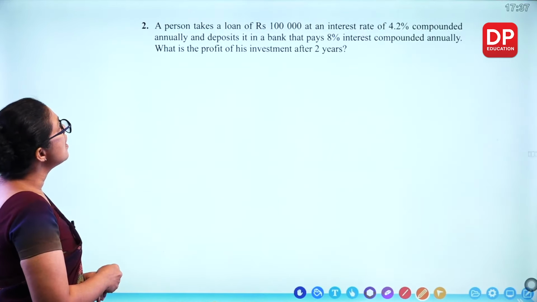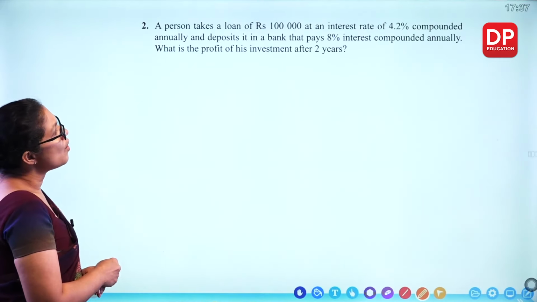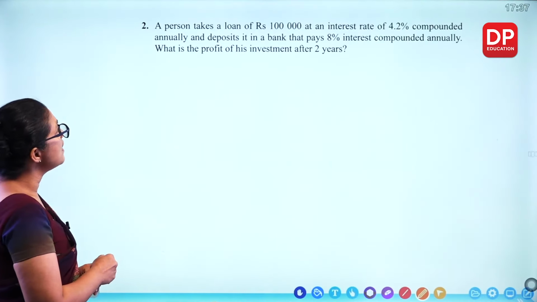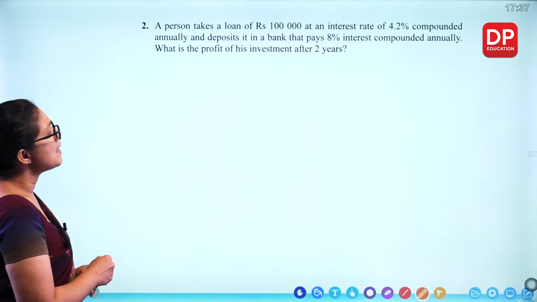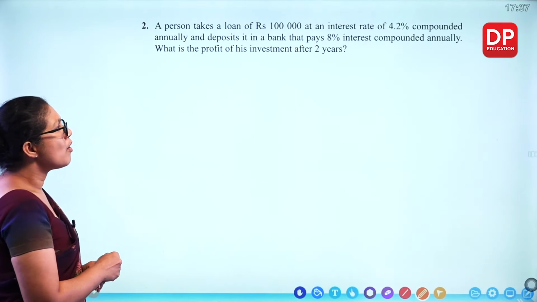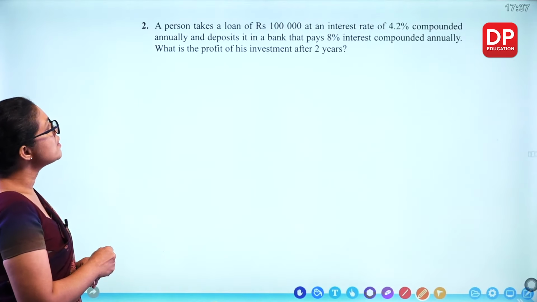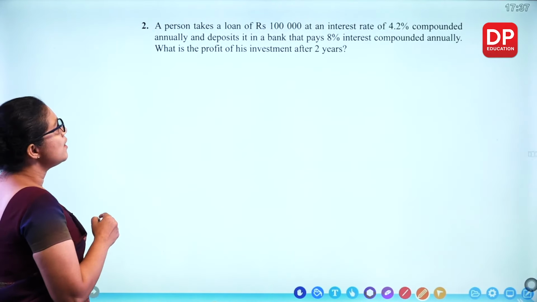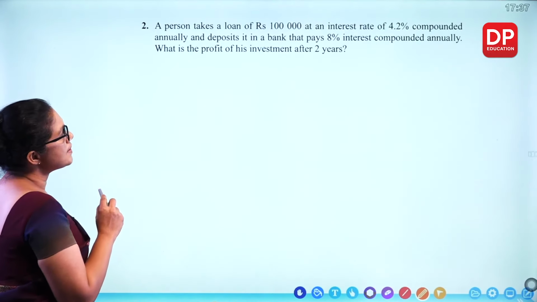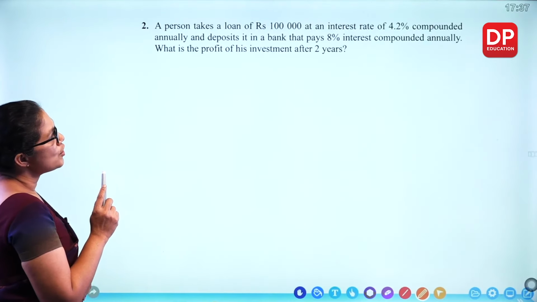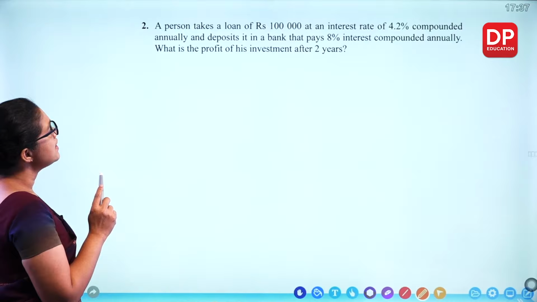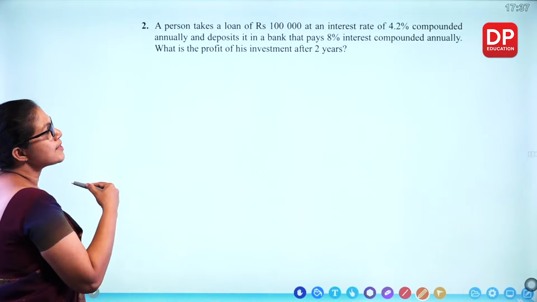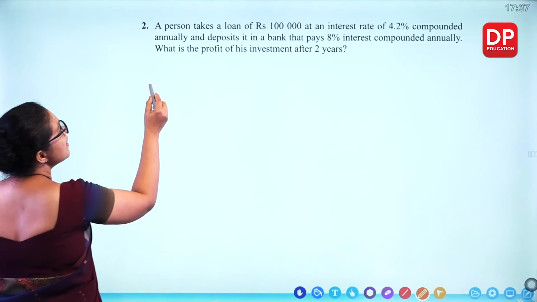Question number 2. A person takes a loan of 100,000 at an interest rate of 4.2% compounded annually and deposits it in a bank that pays 8% interest compounded annually. What is the profit of his investment after 2 years? So he takes a loan of 100,000 and the interest rate is 4.2% compounded annually and deposits it in a bank. So what's the amount he has to pay?